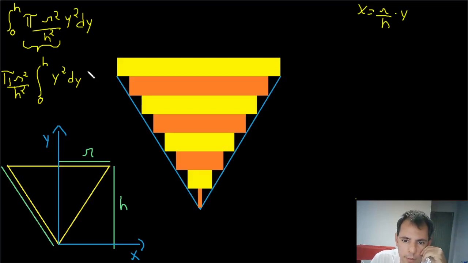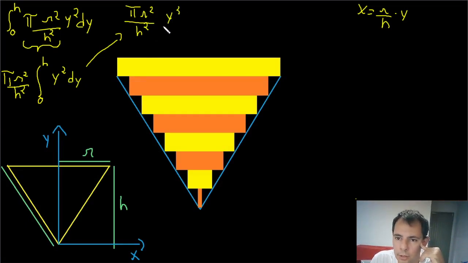Now I'm going to continue this here. What are we going to have? We're going to have pi r squared divided by h squared times the integral of y squared with respect to y. That's going to be y cubed divided by 3. When you plug in, it goes from 0 all the way to h, because these are the limits of integration.